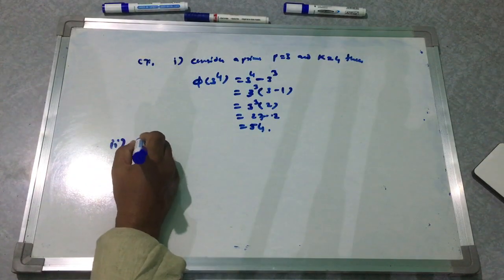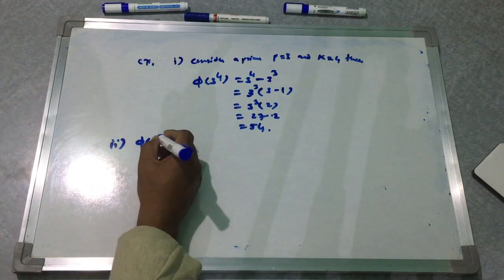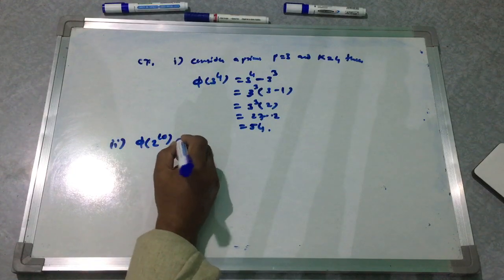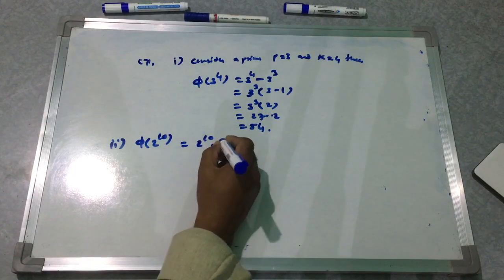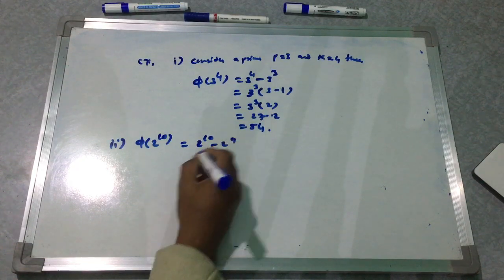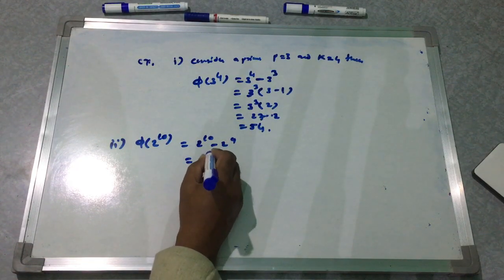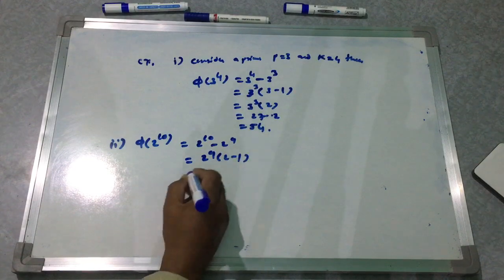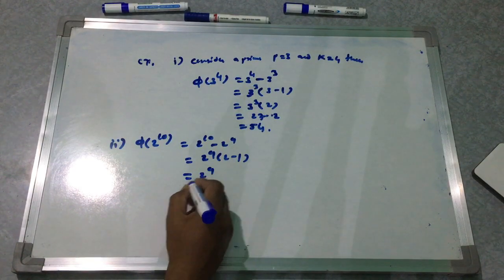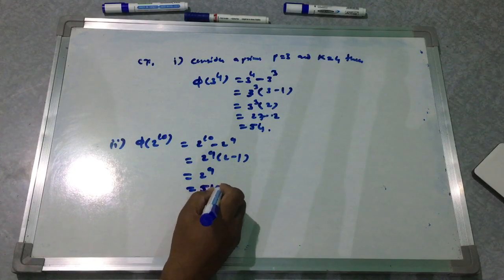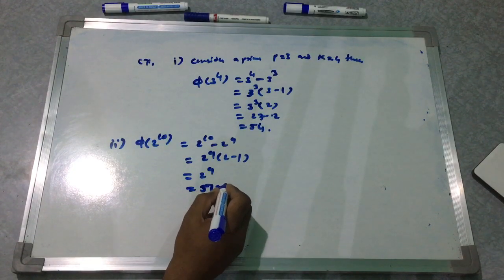Number 2: phi of 2 to the power 10 equals 2 to the power 10 minus 2 to the power 9. This is equal to 2 to the power 9 into (2 minus 1), that is equal to 2 to the power 9. This is 512.